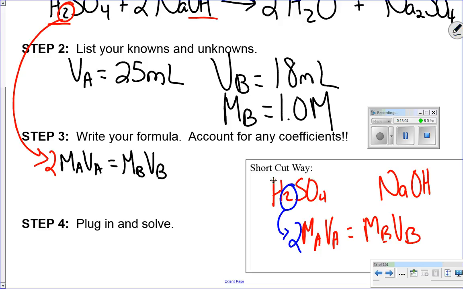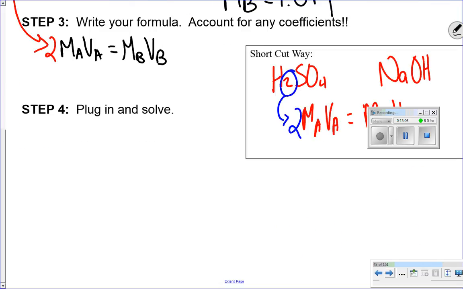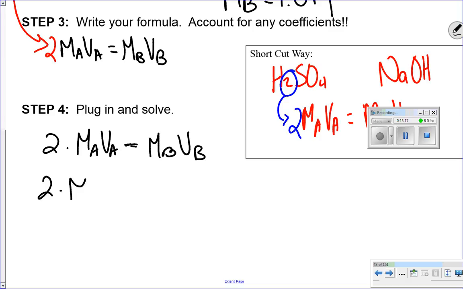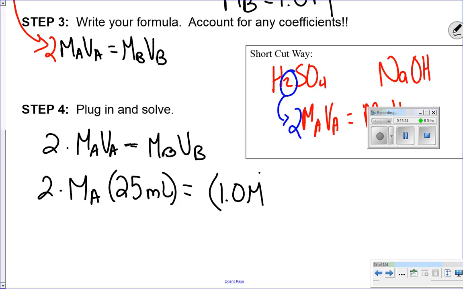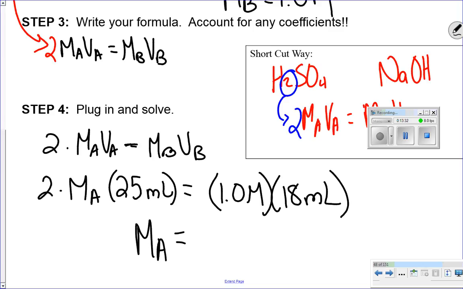Now that I have my formula, I am able to plug in and solve. So I'm going to bring down my 2 MaVa equals MbVb: 2 times Ma times 25 milliliters equals 1 molar times 18 milliliters. Punch this in your calculator, and you should get 0.36 molar.